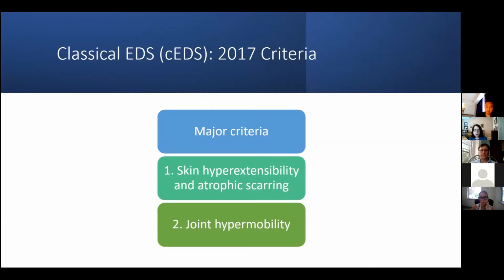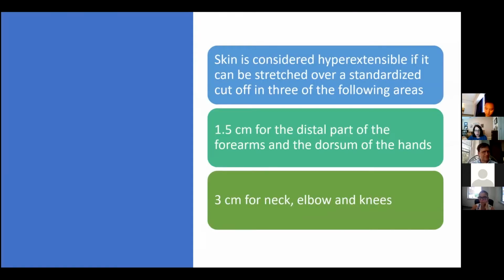So the major criteria for the classical type include skin hyperextensibility and atrophic scarring, and then joint hypermobility. Those 2 are the major criteria. And the skin is considered to be hyperextensible if it can be stretched over a standard cutoff in 3 of the following areas. So the cutoff that we use is 1.5 centimeters for the distal part of the forearms and the dorsum of the hands, and then 3 centimeters at the neck, elbows, and knees.